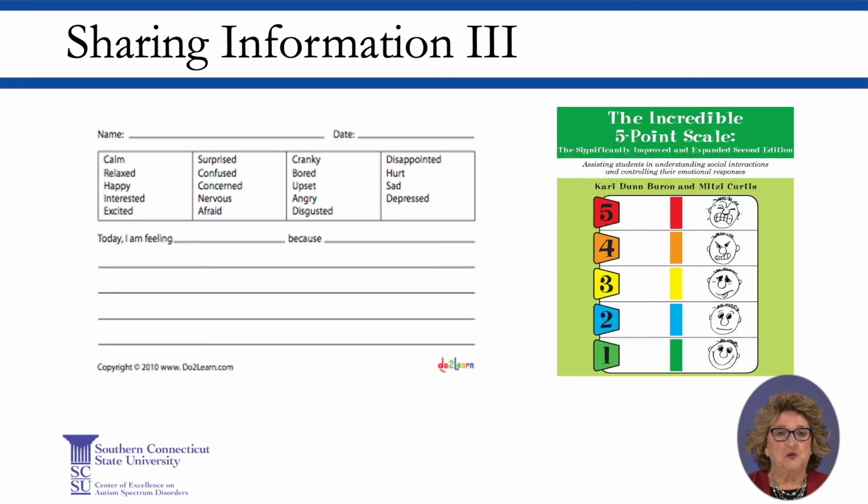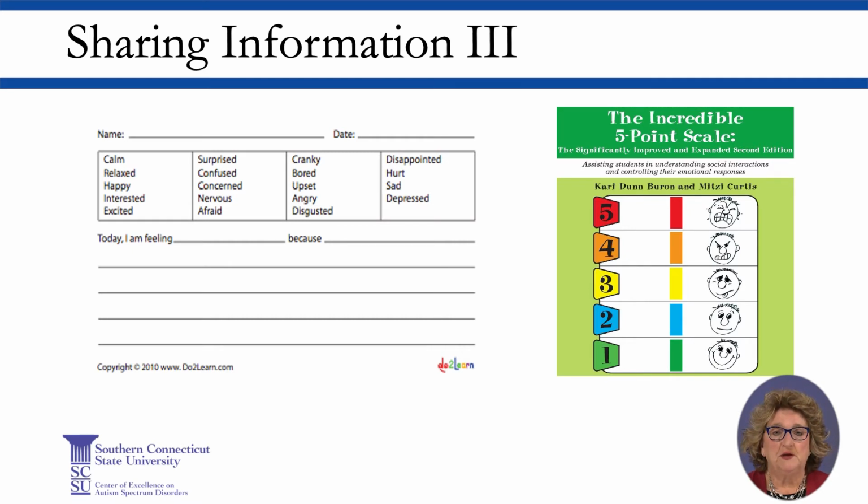Another visual for sharing information, and again, think back to those prerequisite skills. This obviously, with all of the vocabulary, would be appropriate for a student with advanced language skills. Again, it's important they know the definition of those words and are able to identify their feelings and communicate those in written form. I've also included the incredible 5-point scale.